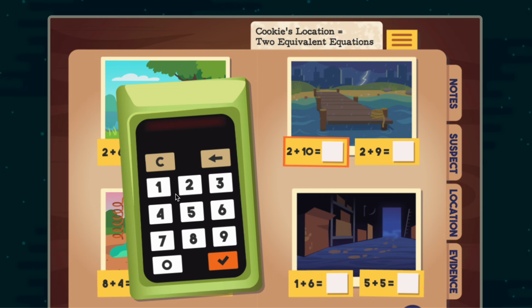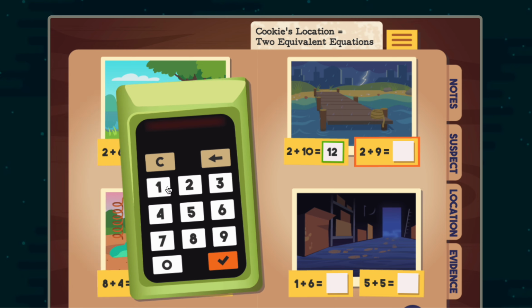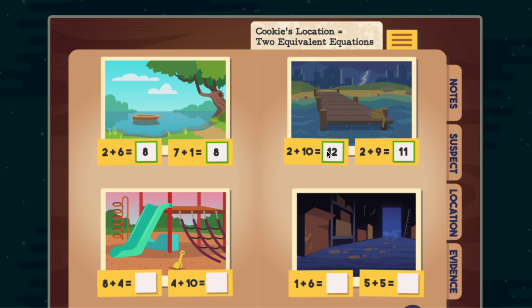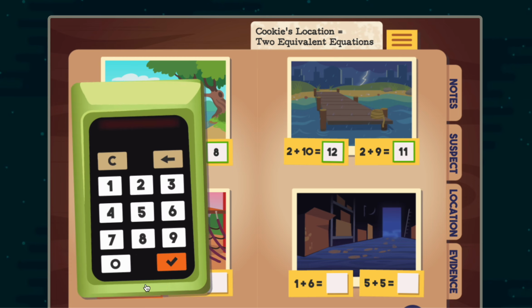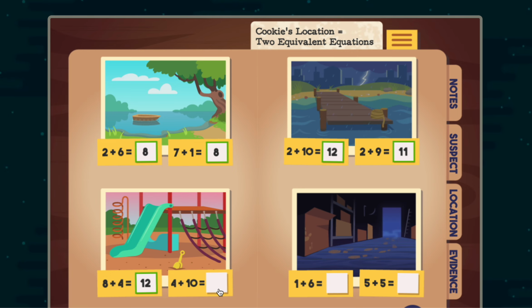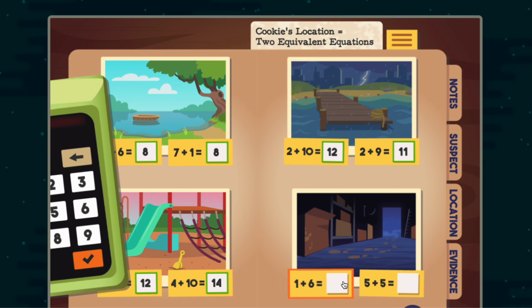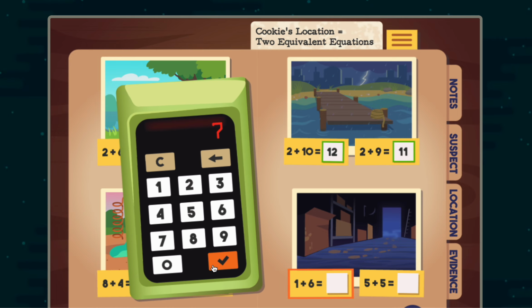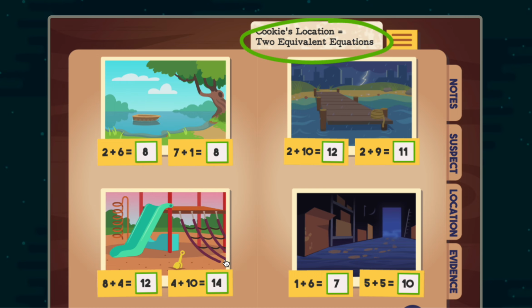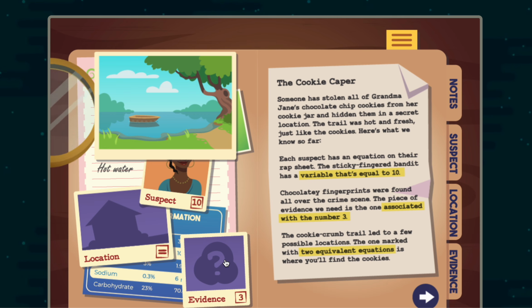2 plus 10 is equal to 12. And 2 plus 9 is equal to 11. 12 is not equal to 11, so we can't say they're 2 equivalent equations. 8 plus 4 is 12. And 4 plus 10 is 14. 1 plus 6 is 7. And 5 plus 5 is 10. So we can see that 2 plus 6 is the same as 7 plus 1.